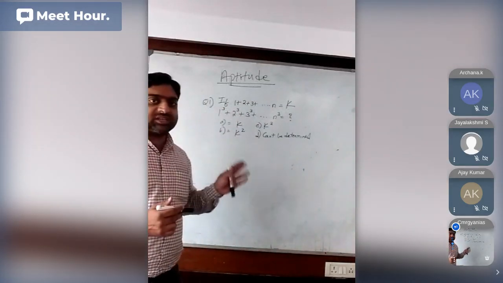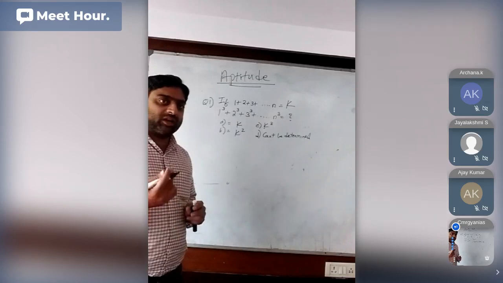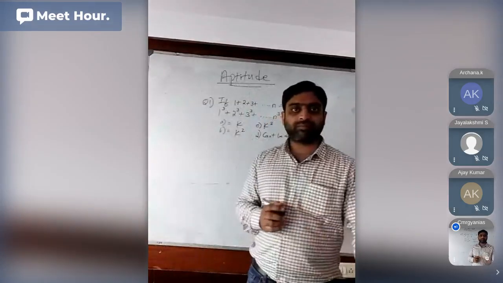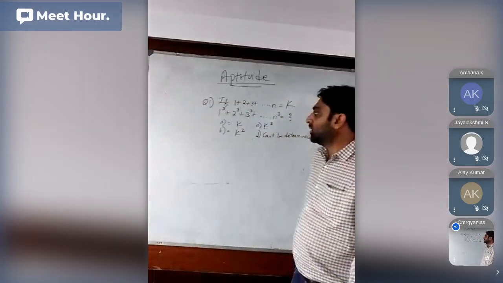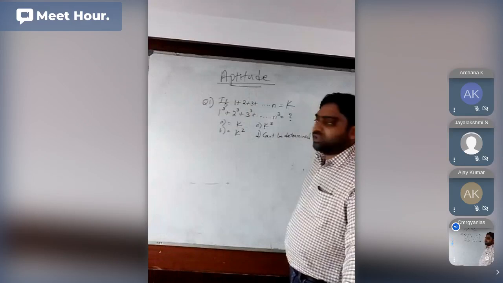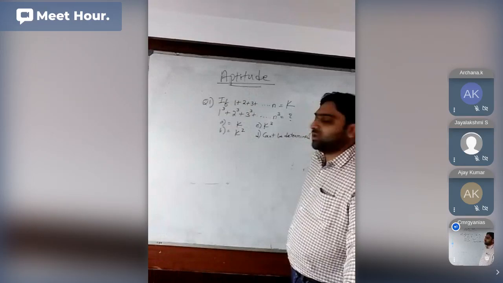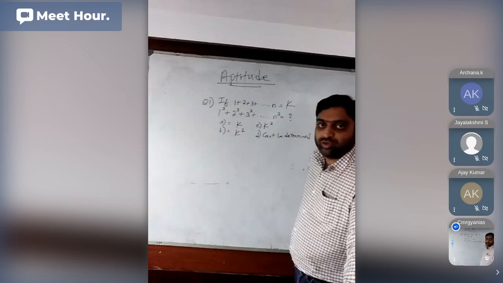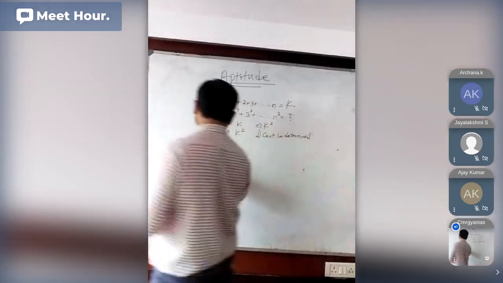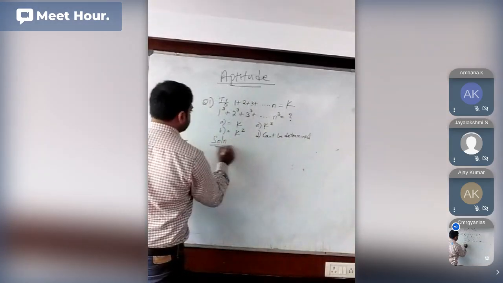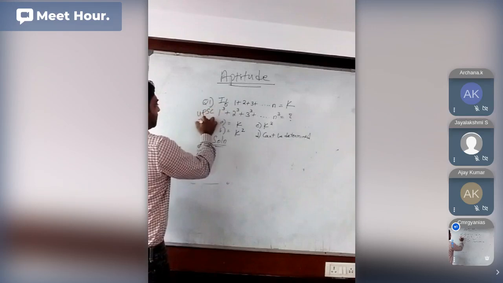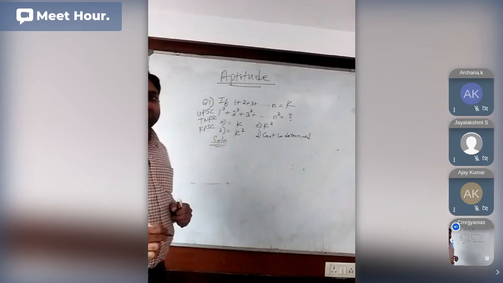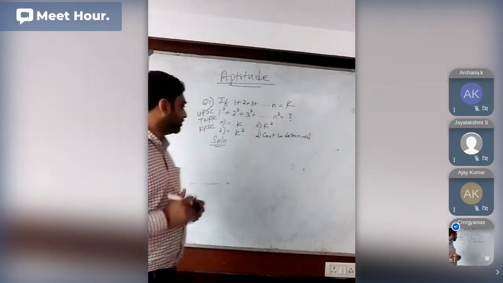So any guesses? What is this answer? You people can unmute, tell me the answer, and again mute yourself. If 1 plus 2 plus 3 plus up to n is equal to k, then what is the value of 1 cube plus 2 cube plus 3 cube up to n cube? So now, this question has come in UPSC, it has come in TNPSC, and also in KPSC. It has been repeated in many SSC exams also.